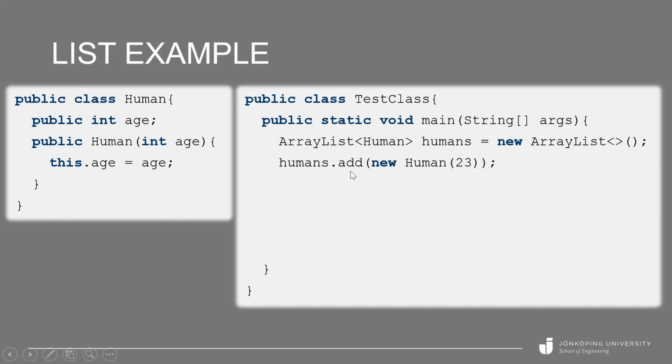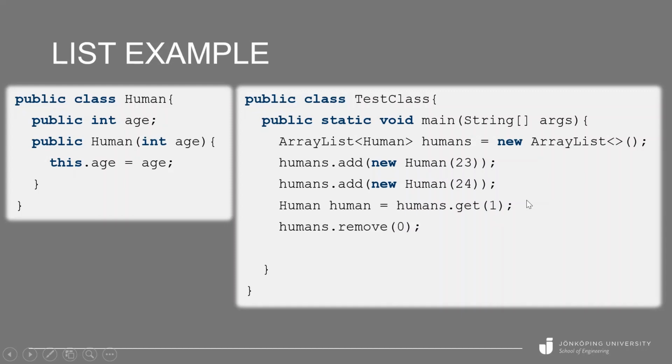Then after we've done that, we can create a new human object and we add it to the list. Here we create another human object, we add it to the list. By calling the get method, we retrieve the human at index 1 from the list. By calling the remove method, we remove the human at index 0 in the list. And by calling the remove method, we can also pass it a human object directly to remove that one.